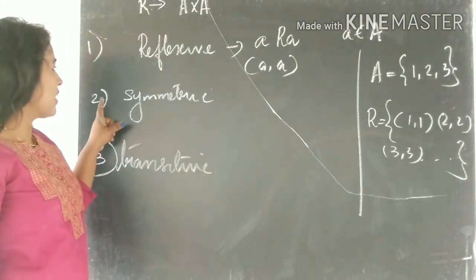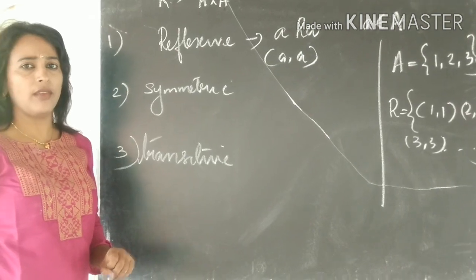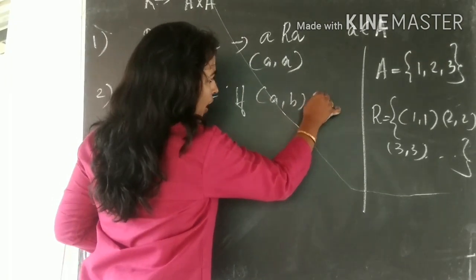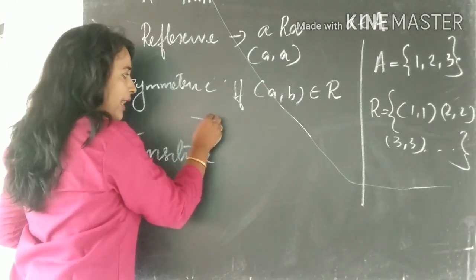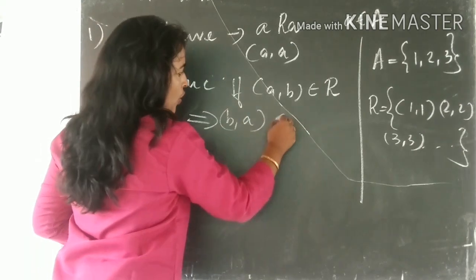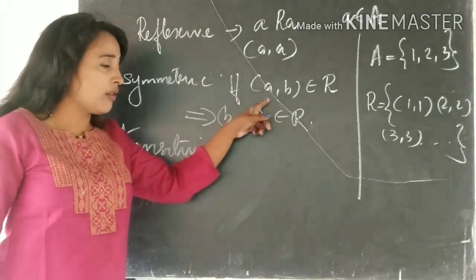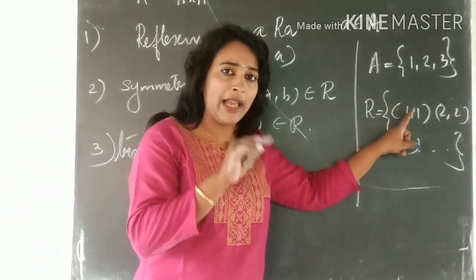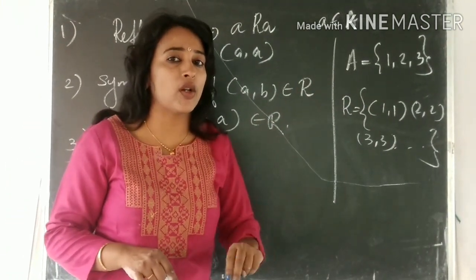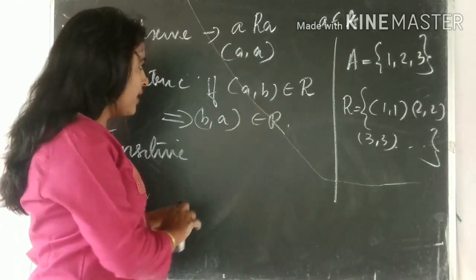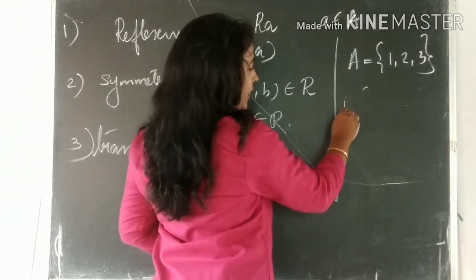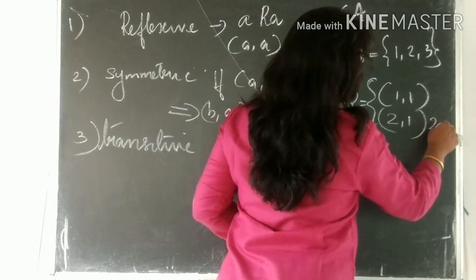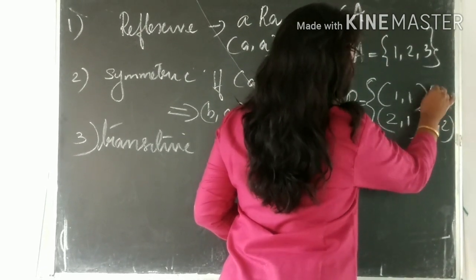Now we move to the second one, symmetric. Symmetric means if ordered pair (a, b) belongs to the set R, that implies (b, a) belongs to the R. If (a, b) belongs to R, you have to check whether (b, a) is there or not. Suppose we discuss the set A = {1, 2, 3} and there is a relation R: (1, 1), (2, 1), (1, 2), (2, 2).